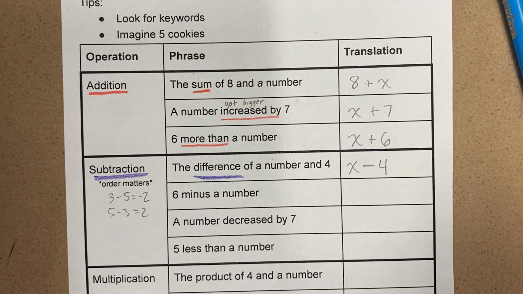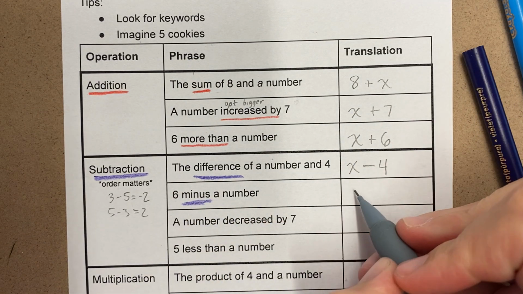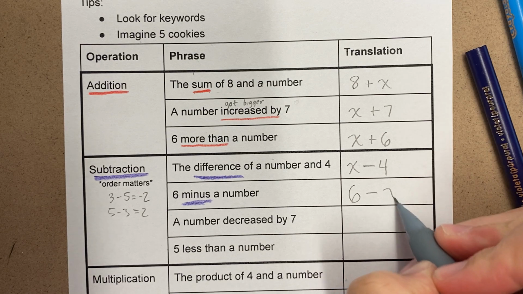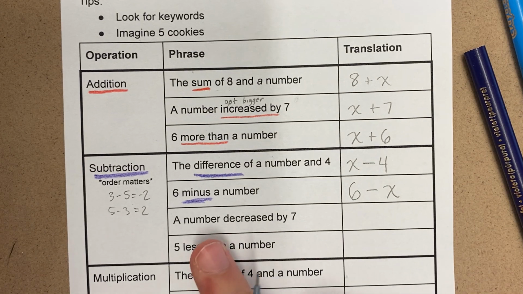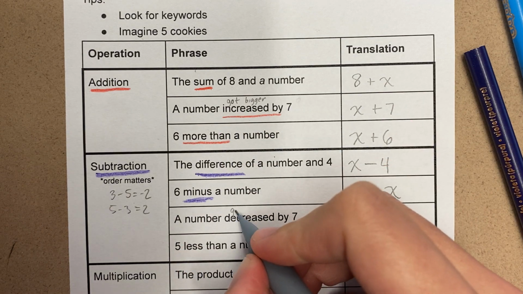Sometimes you'll just see straight minus, right? 6 minus a number, that would look like this. 6 minus a number. Okay, a number decreased by. Remember, increase means got bigger, decrease means got smaller.